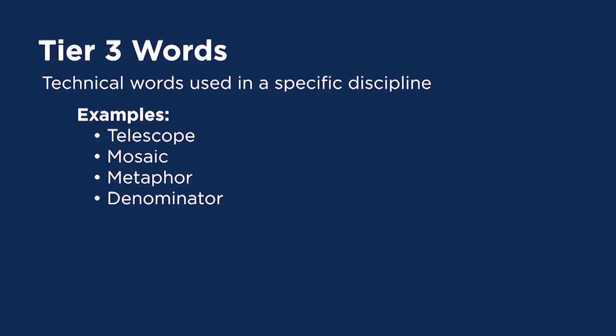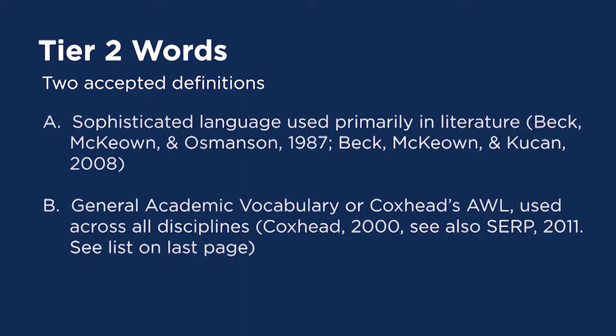Probably the most difficult that you need to start adding to your used vocabulary and your knowledge base are the Tier 2 academic words. Those are words that basically have 2 definitions. The first definition was coined by Beck, McKeown, and Omanson, and they said Tier 2 words are sophisticated language, which we see in very high quality literature. That definition has now broadened to mean sophisticated language used across all academic disciplines.